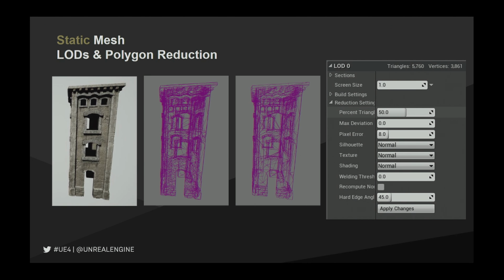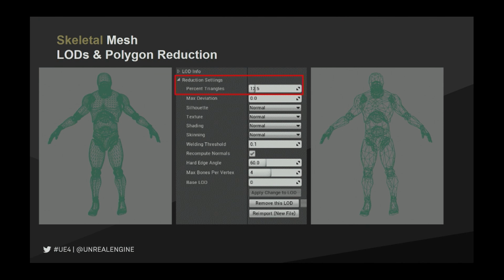The Unreal Editor has built-in tools for static mesh reduction and LOD creation. In the static mesh editor, there's a % triangle slider for each LOD, and you can just reduce it to the number of polygons that you want. So in the static mesh editor, you just adjust this slider to where you want it and apply changes. It's really easy. There are similar settings in the skeletal mesh editor.